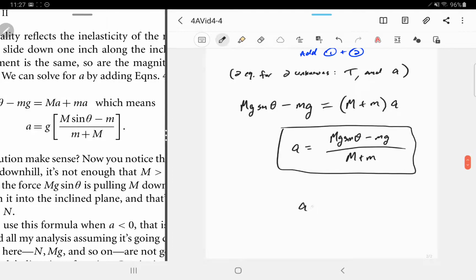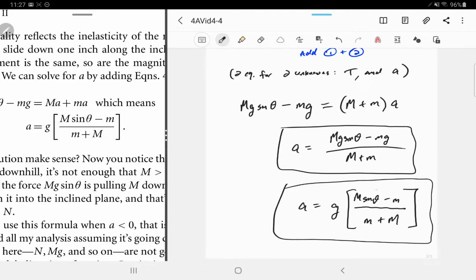Your book factors out a g. So it's a equals g, and then this thing in square brackets must be dimensionless, right? Acceleration, acceleration, so this thing had better not have any units. And we can make sure of that. So it's capital M sine theta minus lowercase m, so it's mass over mass. It looks like that's dimensionless. That's good.